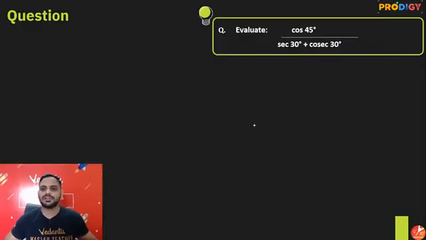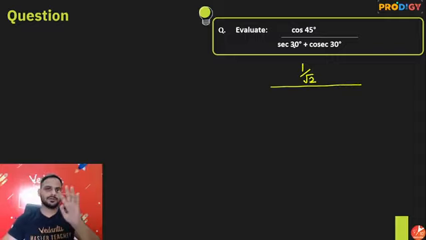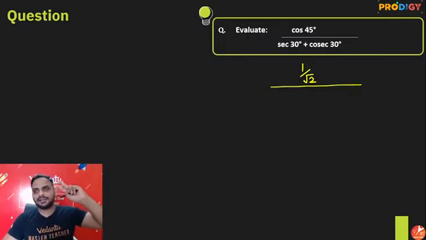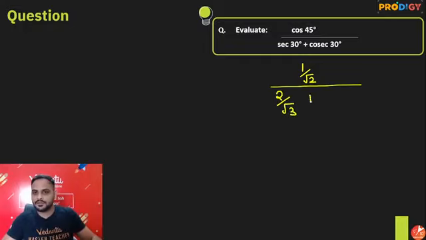Okay, next question. Cos 45 is nothing but 1 by root 2, whole divided by sec 30. अब देखो, if you don't remember the value of sec 30, what I will do is see what the value of cos 30 is. Cos 30 is easy to remember. Cos 30 is root 3 by 2. Sec 30 will be its reciprocal, which is 2 by root 3. Plus cosec 30, remember sin 30. Sin 30 is 1 by 2. So the value of cosec 30 will be the reciprocal, which is 2.